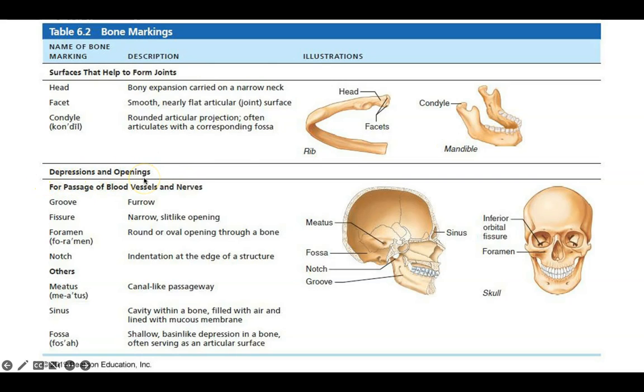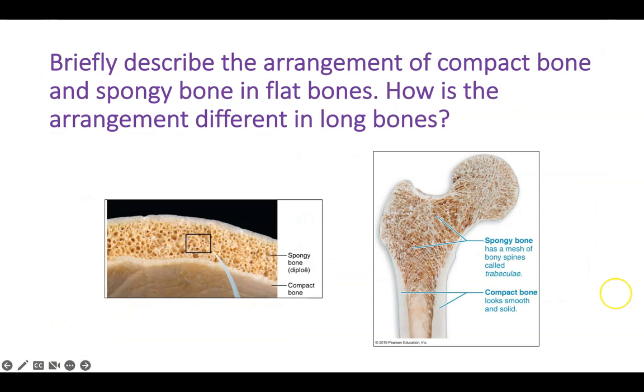And next we can move into depressions and openings. So passages for, say, blood vessels and nerves could be called grooves or fissures, foramen, or notches. And we can also have passageways for other structures, such as a meatus, or a sinus, or even a fossa. So that takes us through some of those bone markings.